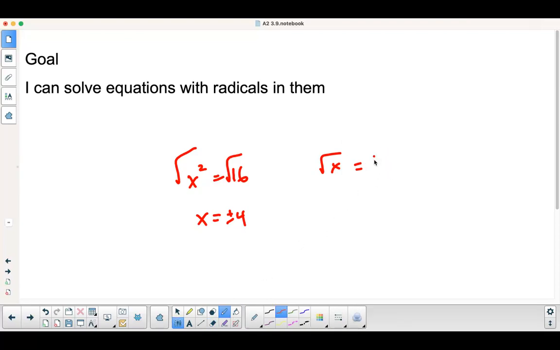So we're going to square both sides. The square and the radical undo each other, and we get x equals 16. Notice we don't have a plus or minus, because I could not plug a negative 16 in for x and get 4. The square root of negative 16 gives you a non-real number. If you typed square root of negative 16 into your calculator, you would get an error.